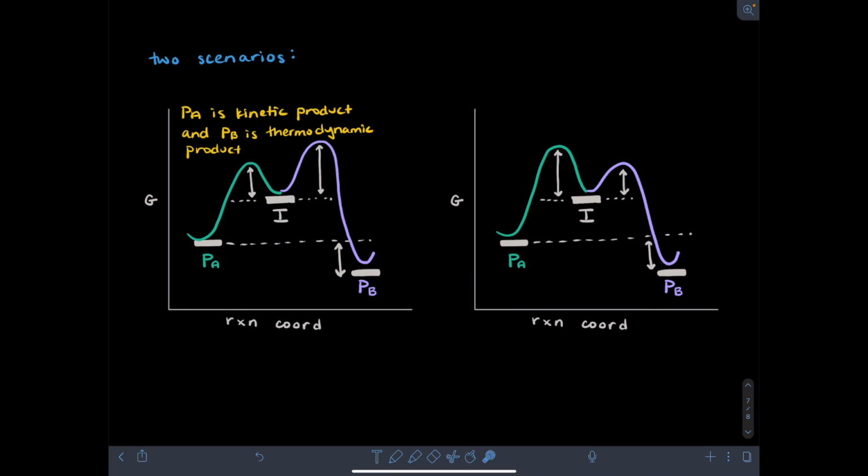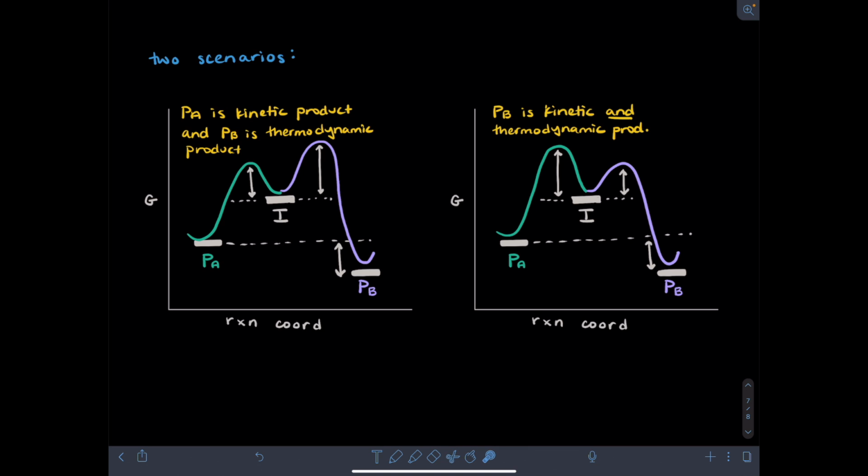In this case, product B would be my kinetic product because it has the lower energy pathway going from the intermediate to that product. And then product B is lower in energy than product A, so it is also the thermodynamic product. So it is possible for one product to be both the kinetic and the thermodynamic product. If this is the case, that is going to be the major product regardless of the temperature.